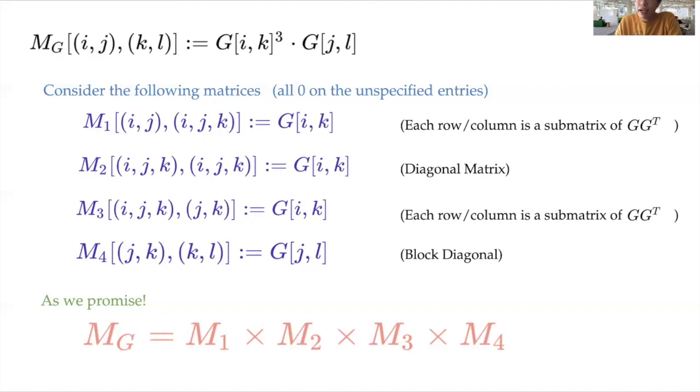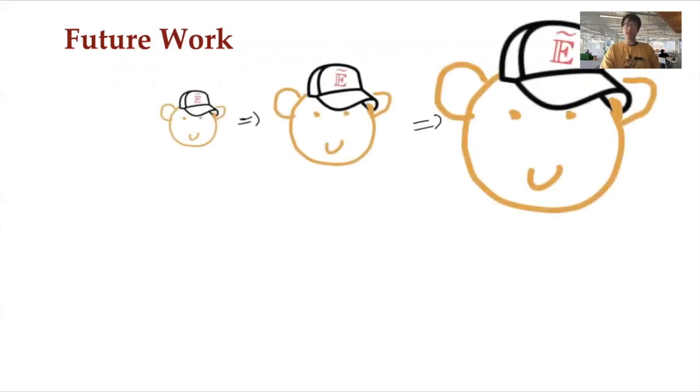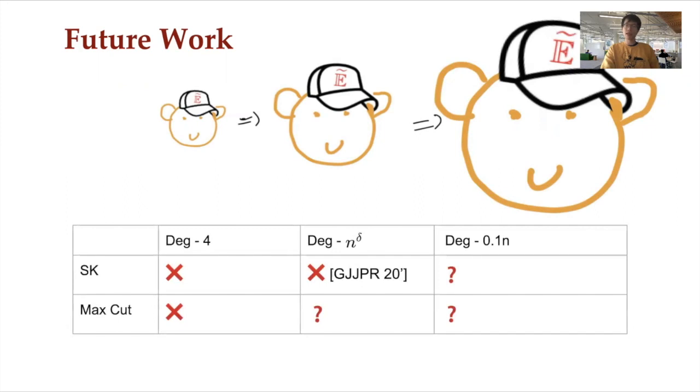Now let me end with a little bit of discussion on future work. We know SOS is an increasingly powerful algorithm. In this work, we show that degree-4 SOS fails to certify upper bounds for Sherrington-Kirkpatrick and MaxCut on Erdos-Renyi graphs. So it is a natural question to ask about higher degree. In a recent follow-up work by GJJPR, they have been able to show a degree-2 delta SOS lower bound for the Sherrington-Kirkpatrick problem. However, the lower bound for MaxCut remains open. Another question along this line is to see what happens at degree 0.1 in SOS. Does SOS certify a better bound there?